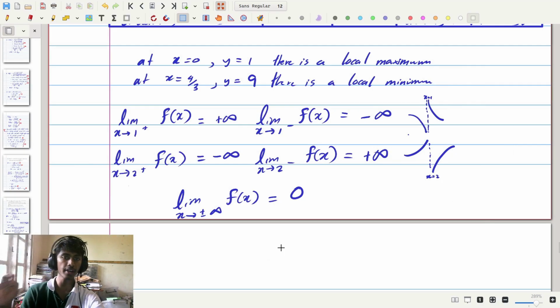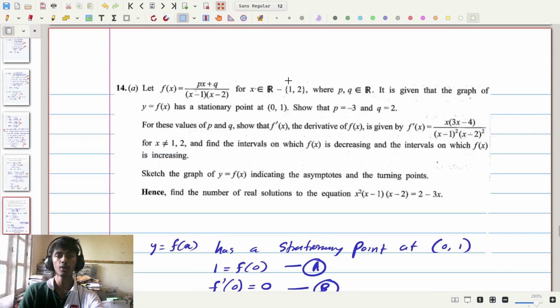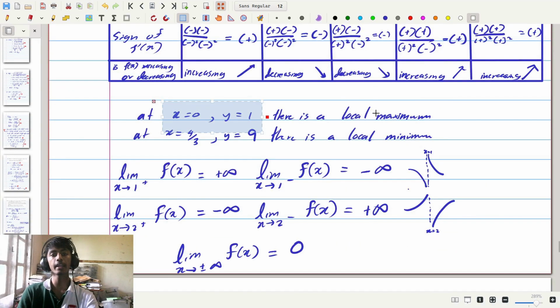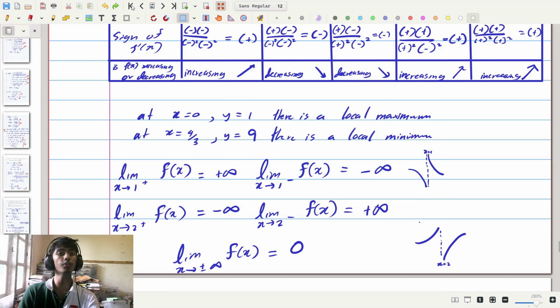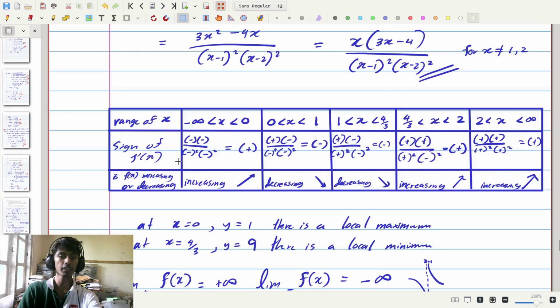Now with this, we can finally start drawing our graphs. So considering all the information that we have, we know that our graph passes through the point (0, 1), and it's a local maximum at that point. We also know our graph passes through the point (4/3, 9), and there's a local minimum at that point. We also know as we approach infinity, it is going to flatline at 0 from either direction. And we also know as we approach x equals 1, it's going to have to do this. As we approach x equals 2, it's going to have to do this. And we also know it is going to have this behavior in all of the other ranges. So now with that, we can start drawing our graph.